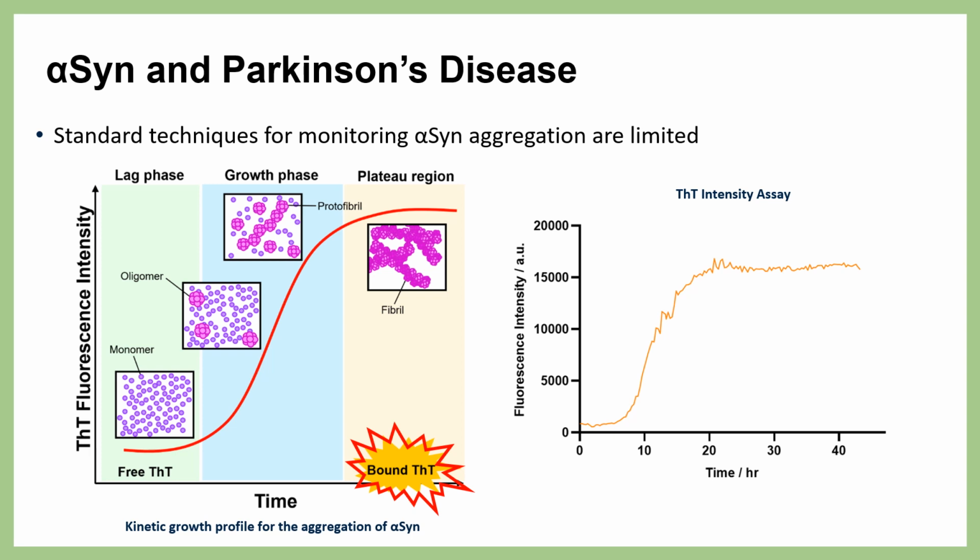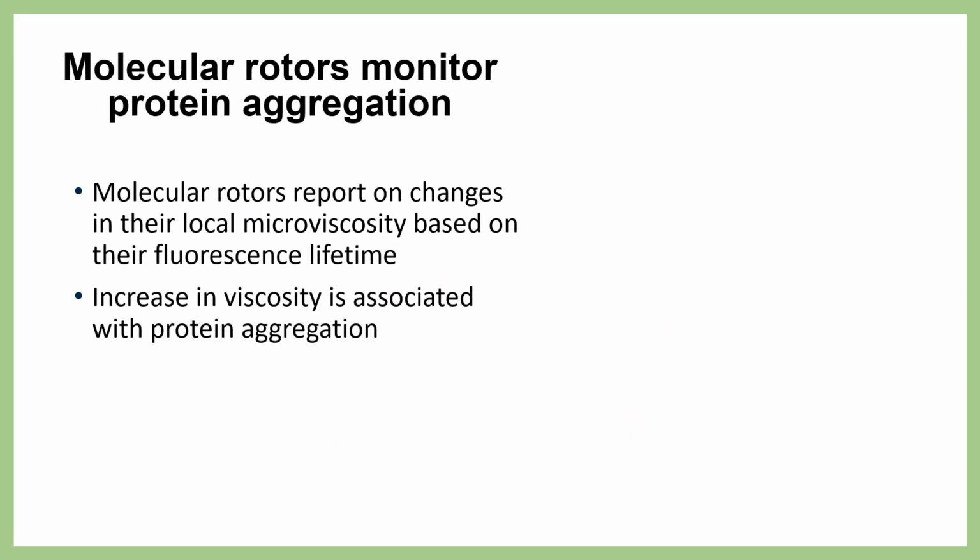However, this type of plot can be limited as it reports mainly on the presence of fibrils and gives very little indication of when oligomers and early stage aggregates begin to form. And this is really what my project is all about, determining a way to detect these species and further characterize them. One way of doing this is through the use of molecular rotors. Molecular rotors are fluorescent molecules which can give an indication of the viscosity of their environment based on their fluorescence lifetime.